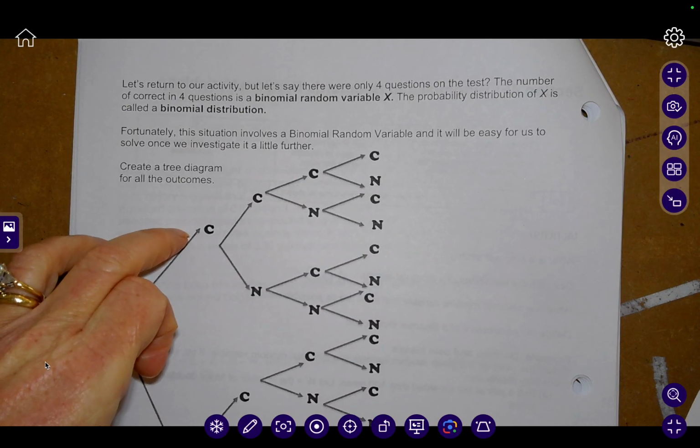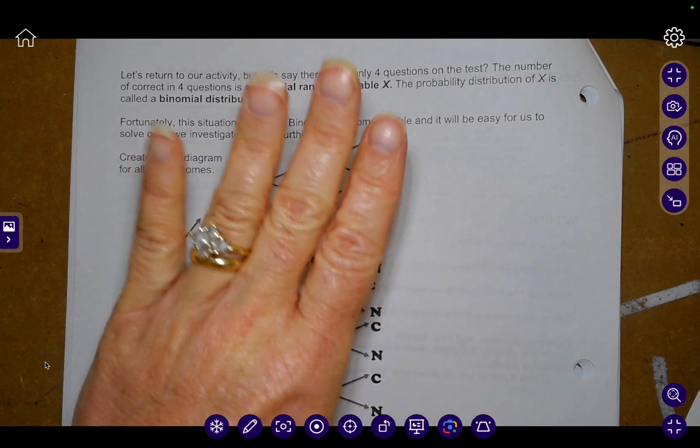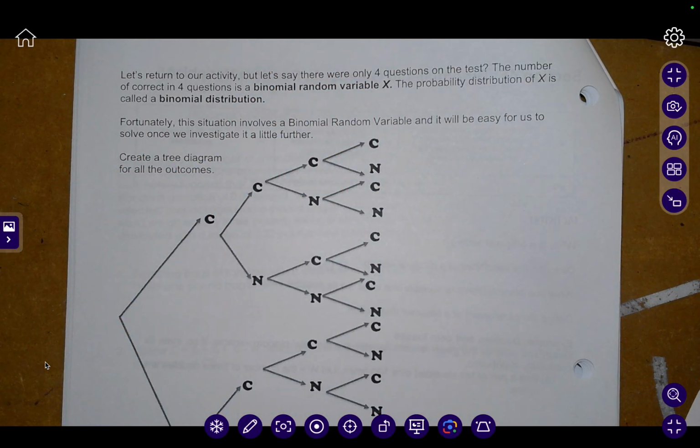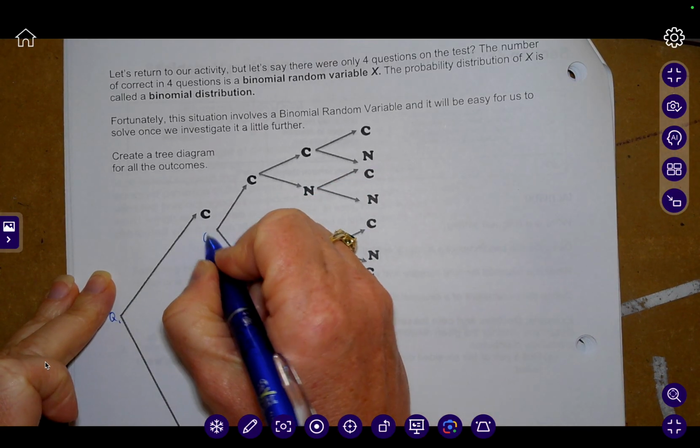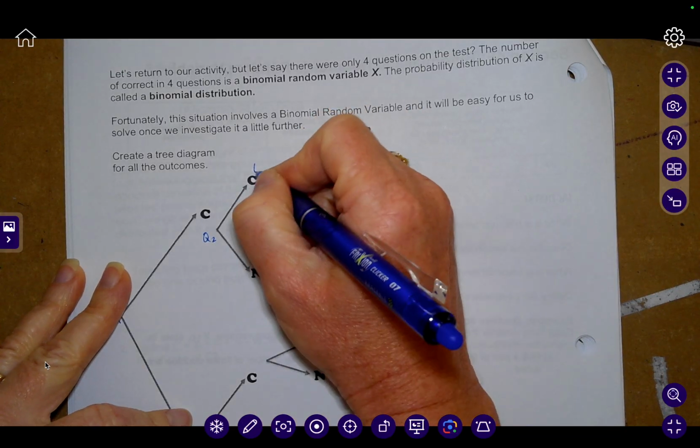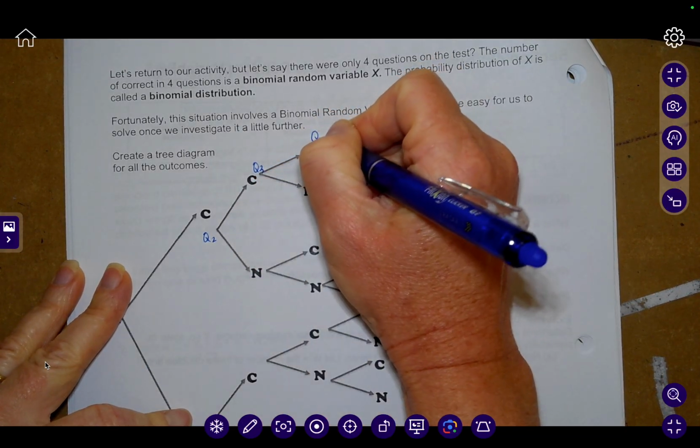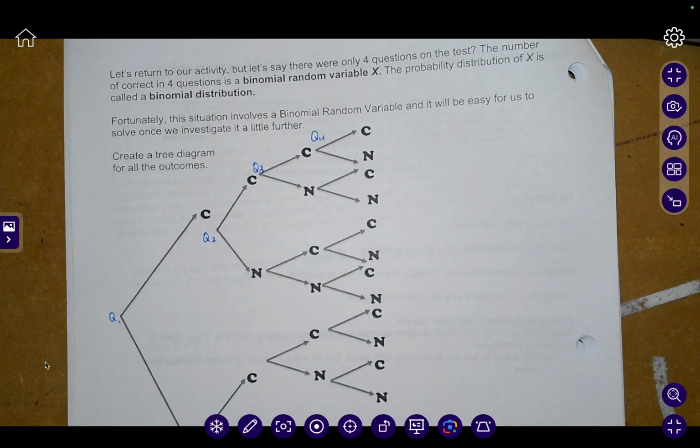So here's a tree diagram with all the outcomes if there was only 4 questions on the test. The actual activity has 10 questions. So what I could do here, this is your question 1, this is your question 2, this is your question 3, this is your question 4. Those are all the different things. And what I could do here is add all the probabilities.